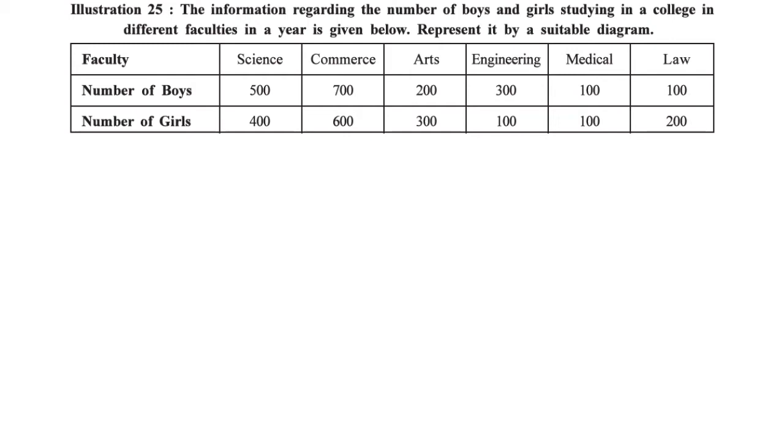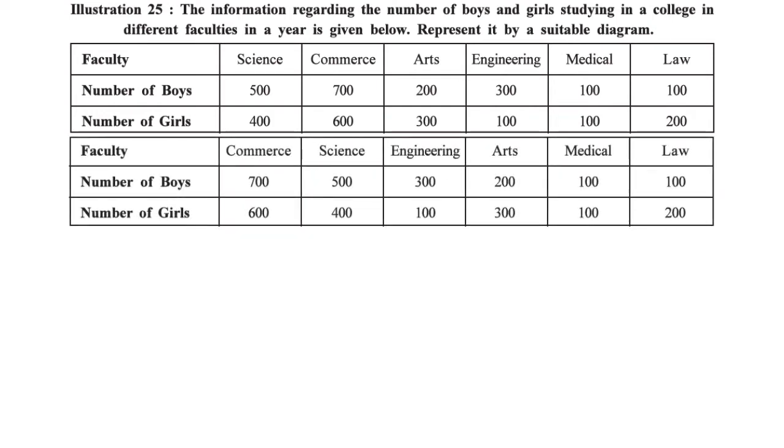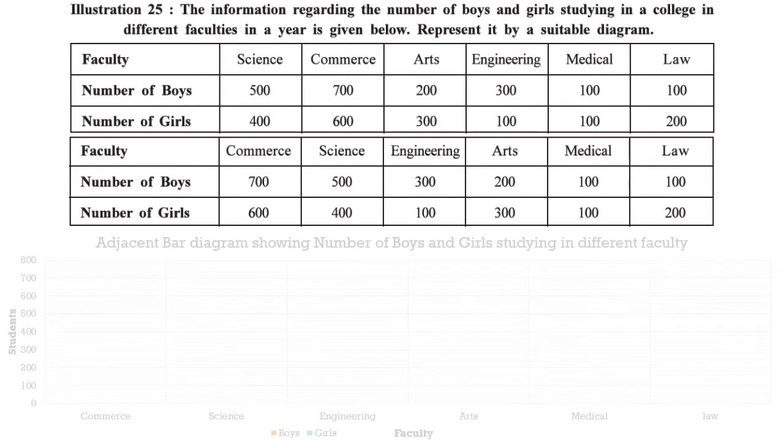Now before we start, we are going to take the number of boys and arrange them into ascending order. So with that, the number of faculties and the related girls will change like this. The maximum boys are in commerce, so 700, then science, then engineering, then arts, then medical and then law. So accordingly we have arranged them, and now we have to start with our diagram.